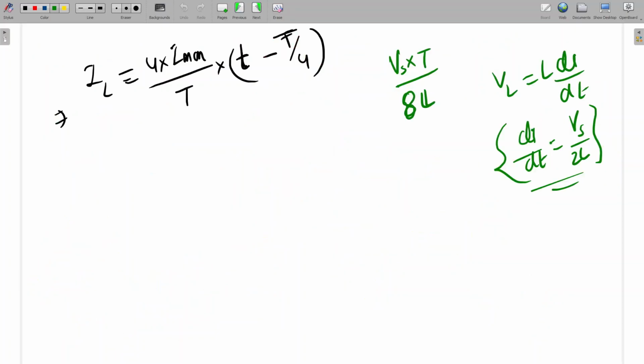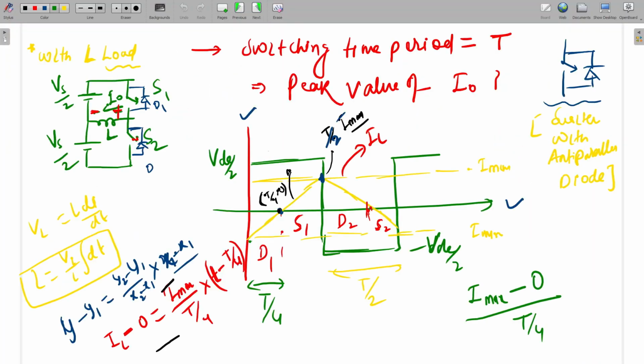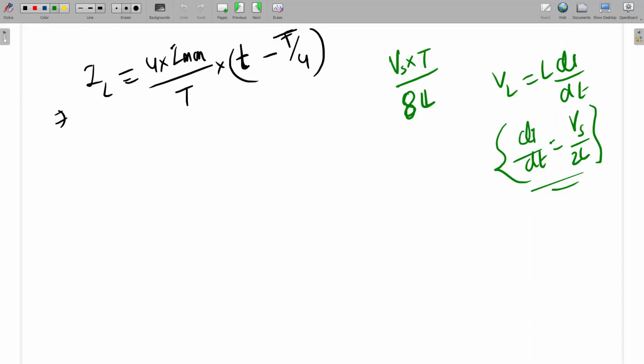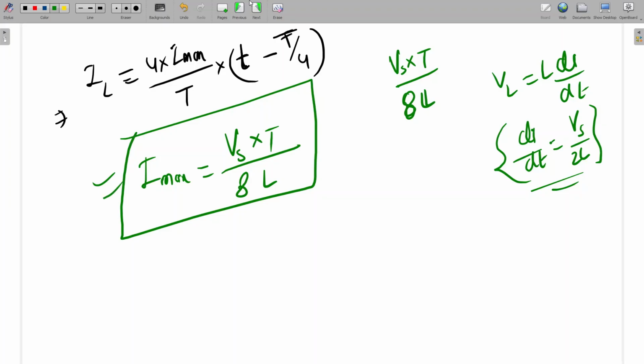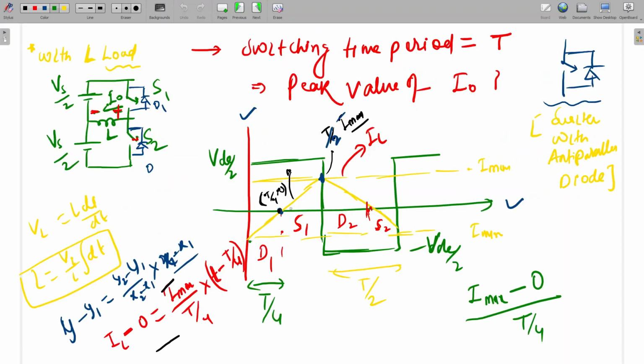Is it clear? This slope and this slope should be the same. Is it clear? See, if we solve this equation, then finally we get that I max is equal to Vs into T divided by 8 into L. This we can solve just by doing some work here and there. It's easy only.